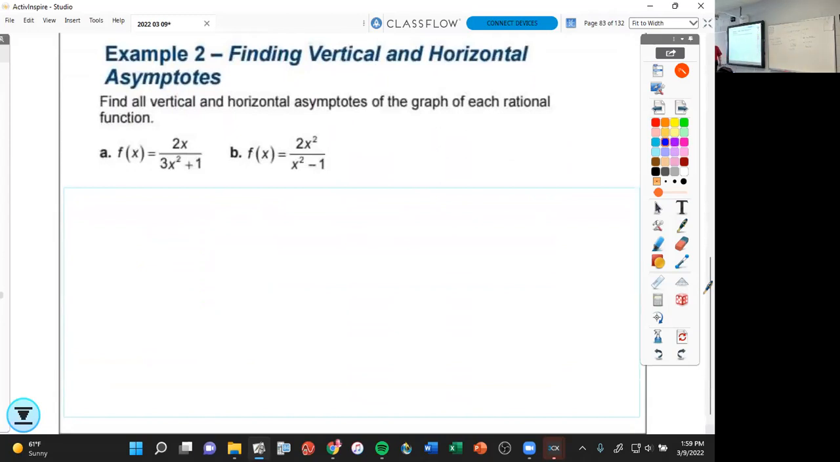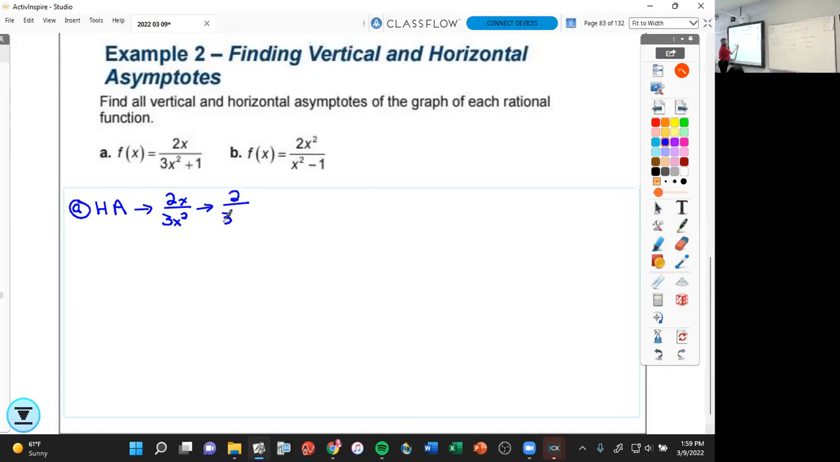The directions for these problems say find all vertical and horizontal asymptotes of the graph of each function. All right, letter A. Let's do horizontal asymptotes first. We have 2x over 3x squared, which leads to 2 over 3x.